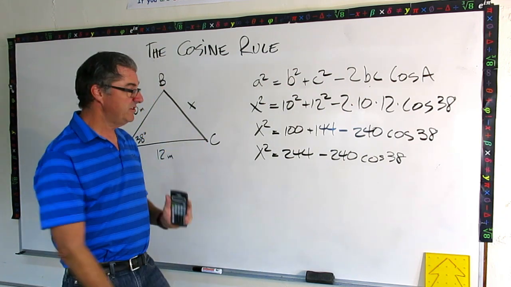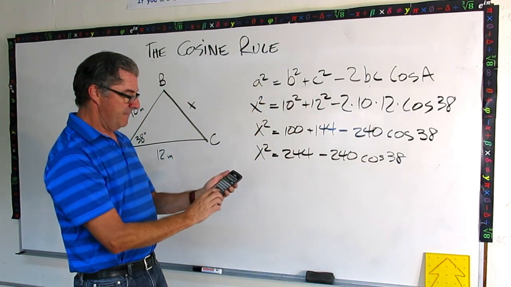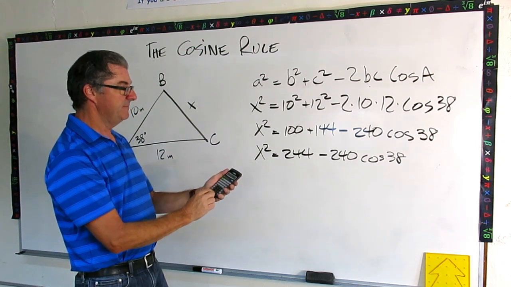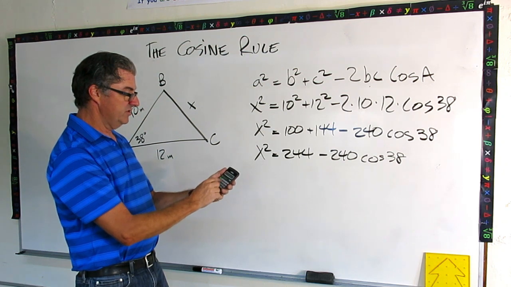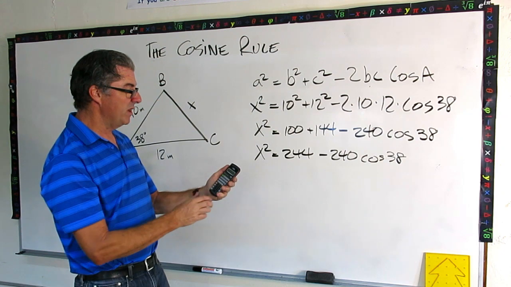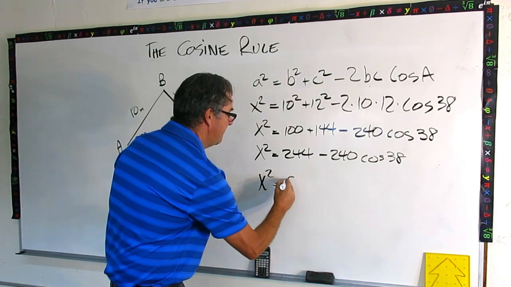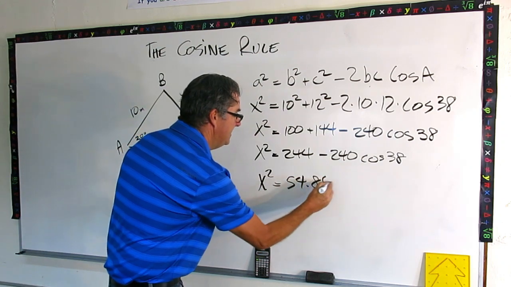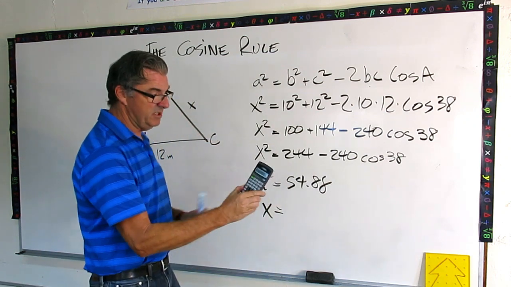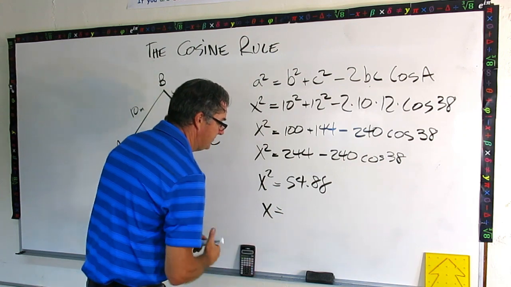Okay, now I'm going to get out my calculator and figure out what all that is. So that's 244 minus parentheses 240 times 38 cosine, close my parentheses, hit my equals. I got 54.88. So x squared equals 54.88. So now I just have to take the square root to get my answer. This number is still on my calculator, so I'm just going to tap the square root and I get 7.4.